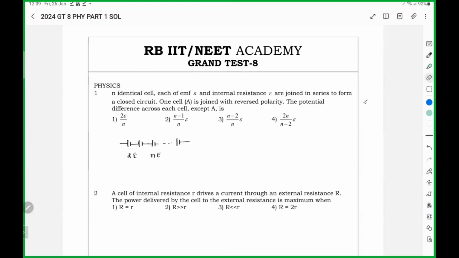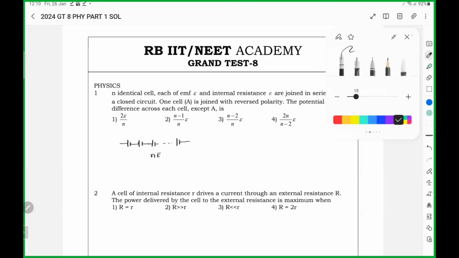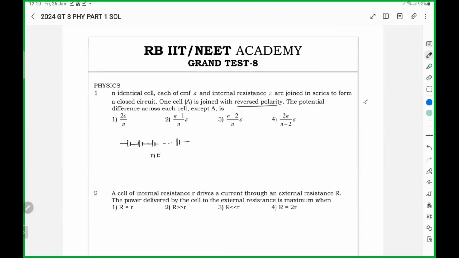But here, what he did is, out of n cells, he connected one cell with reverse polarity. So here the effect of this is nullified by this. That means finally there are only n minus 2 cells with EMF E, and all cells have internal resistance since they are connected in series.